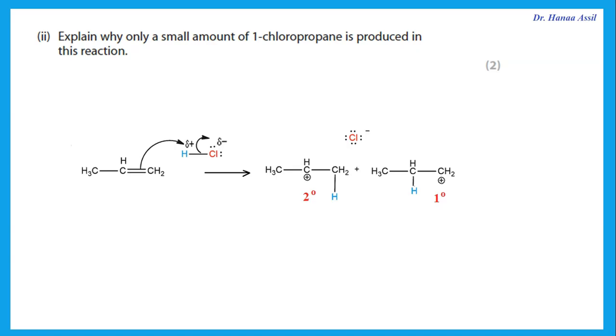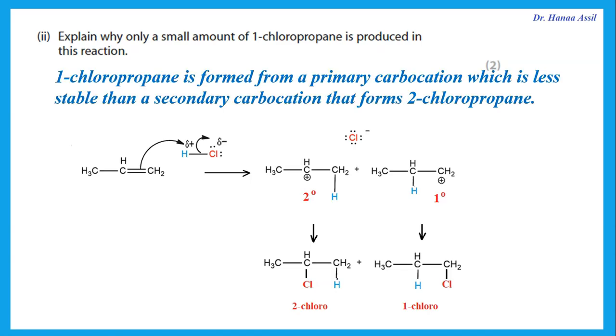Now, the carbocation in the middle is a carbon bonded to two other carbons. This is called a secondary carbocation. When the carbocation is on the end, that means it's a carbon bonded to only one carbon. That's a primary carbocation, and it has been found that the secondary carbocation is more stable. So to get 1-chloropropane, I have to start from a primary carbocation. This is less stable than the secondary, so my major product is the 2-chloropropane, not the 1-chloropropane.